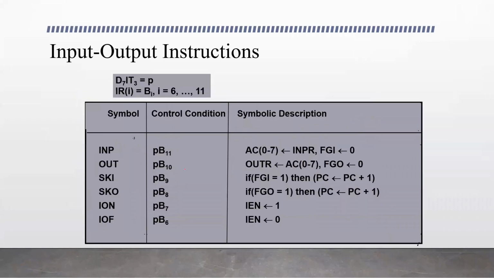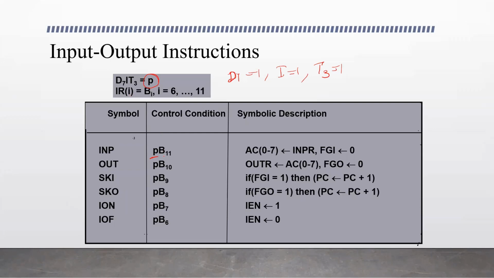Let's see the micro operations done here. The control conditions here are D7 is 1, I is equal to 1, and time is T3, so T3 is 1. In short, it is written as P. The control condition P means D7, I, T3, all 1, all set.